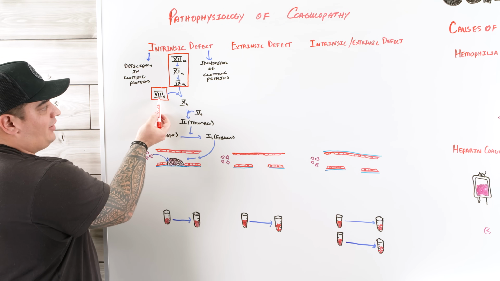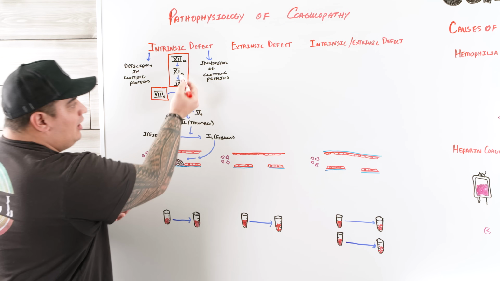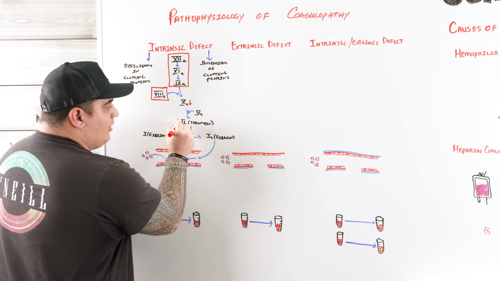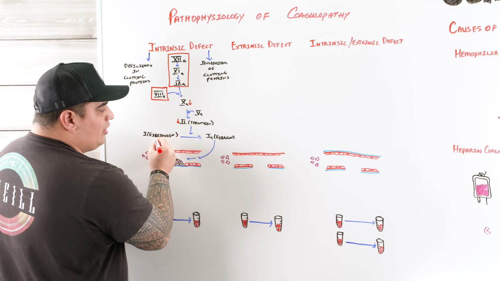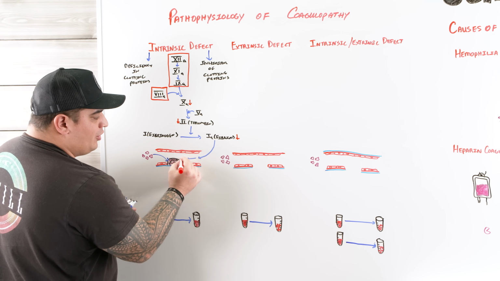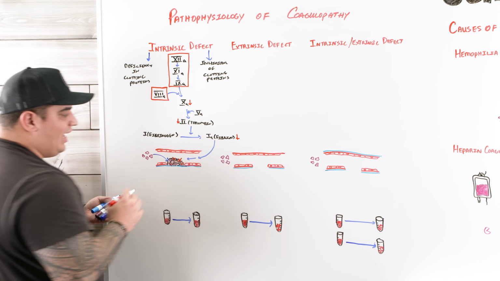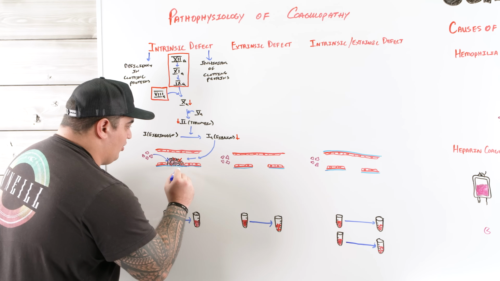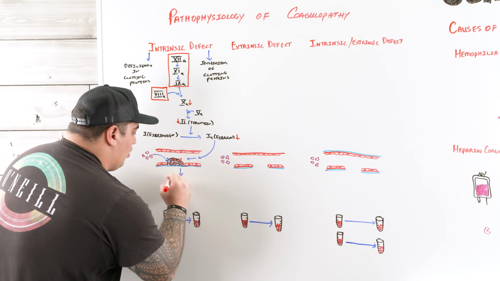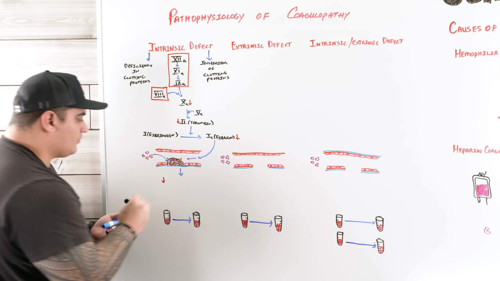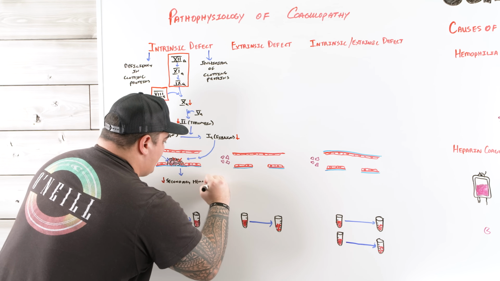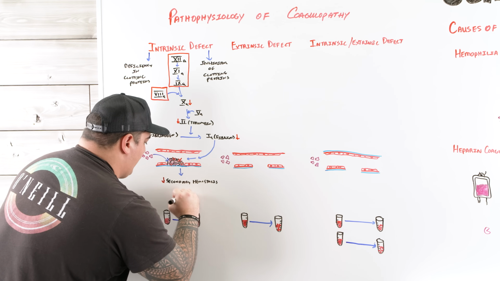If I have less factor VIII or less factor IX, I won't be able to activate factor X. I won't be able to activate thrombin. I won't be able to convert fibrinogen into fibrin. If I can't form fibrin, can I make the fibrin mesh? No. If I can't make the fibrin mesh, this leads to an inhibition or a decreased secondary hemostasis. And that's going to lead to bleeding.